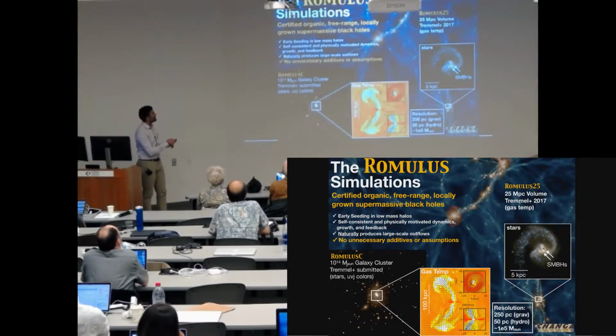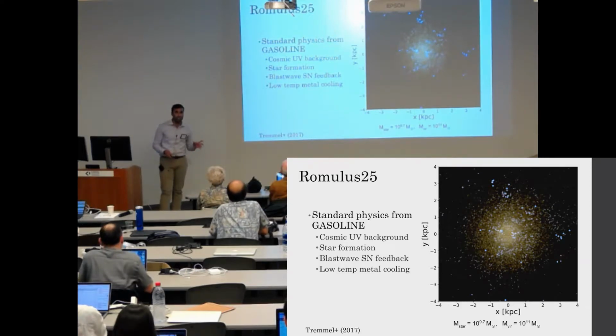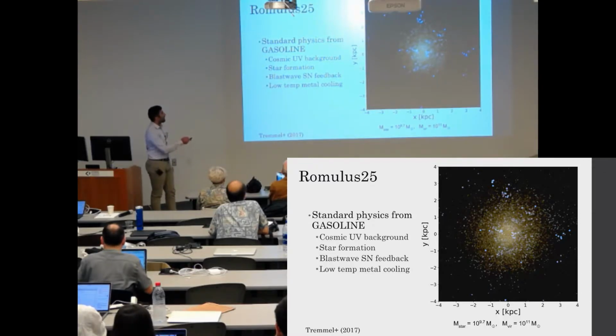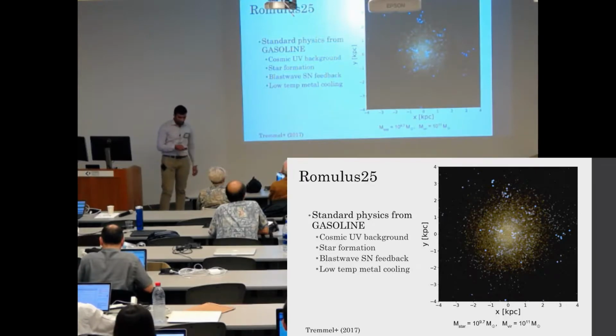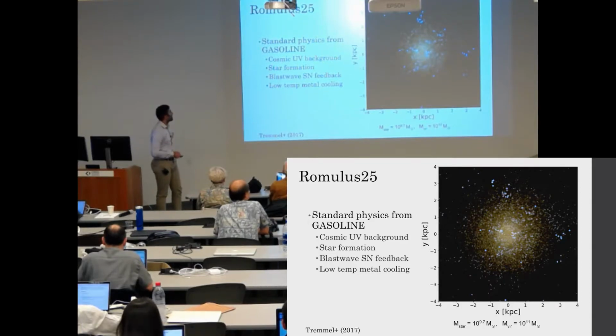More on this later. For the specifics of Romulus 25, we inherit all of our standard physics from Gasoline. The main difference really comes in our black hole physics. On the right, we have a pretty standard image of a low-mass galaxy. These are the kinds of objects that I'm going to be talking about. The physics is covered in more detail in this paper, Tremmel 2017, but we have the same prescriptions for star formation, our cosmic UV background, metal cooling, and blast wave supernova feedback. That's all inherited from Gasoline.